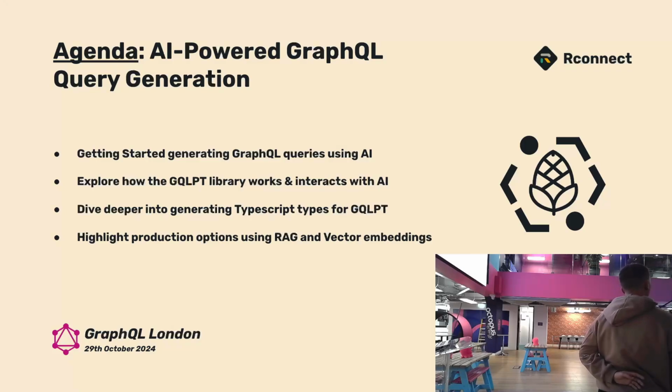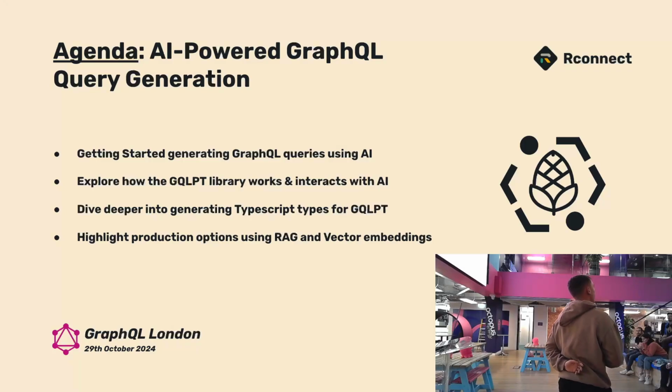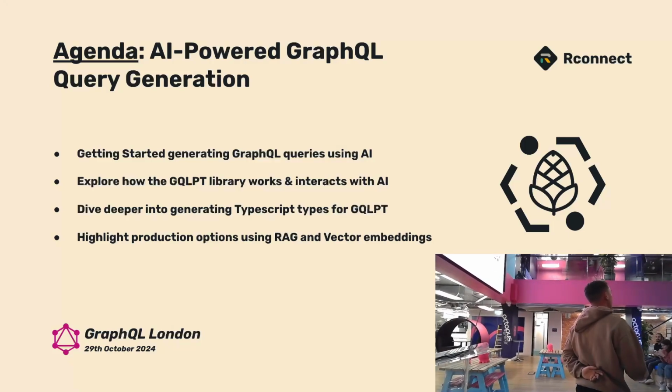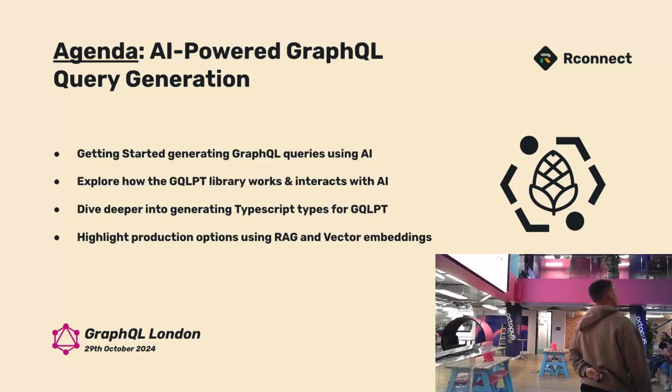So, AI-generated GraphQL queries. I'm going to go through a couple of steps today in these slides. I'm going to show you the library that we've generated. I'm going to show you how to take that to a production level using RAG. And then I'm just going to show you some edge cases and some security vulnerabilities around generating your queries with AI.